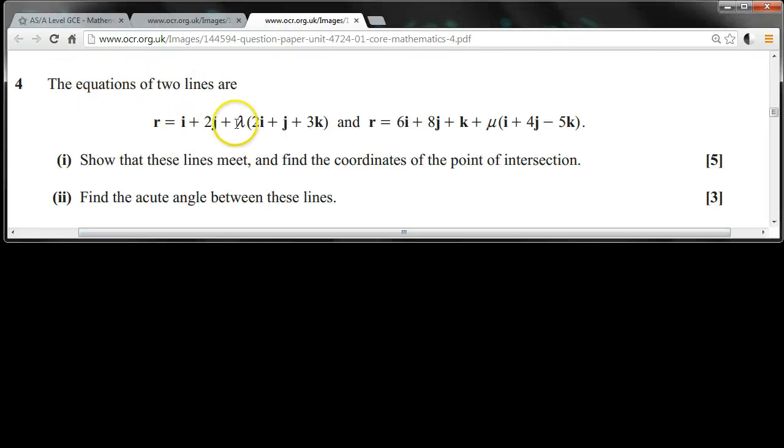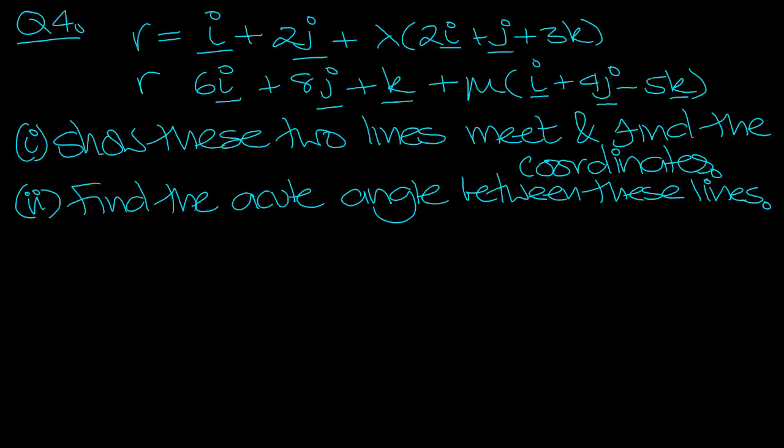The equations of two lines are this and this. Show that these lines meet and find the coordinates of the point of intersection. Find the acute angle between these lines. Okay, let's have a look at this then. So this line meets this line. So here, let's have a look what we get.